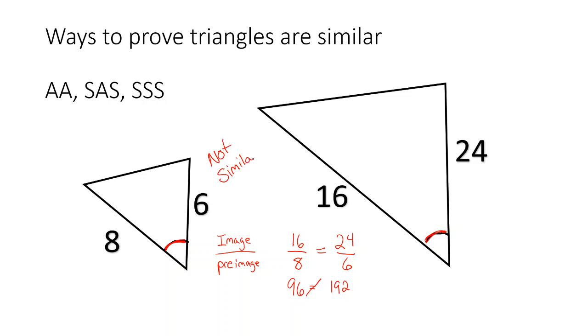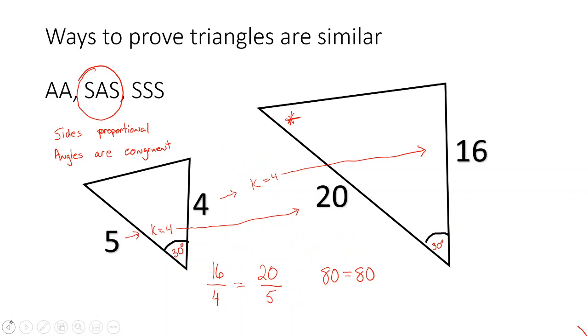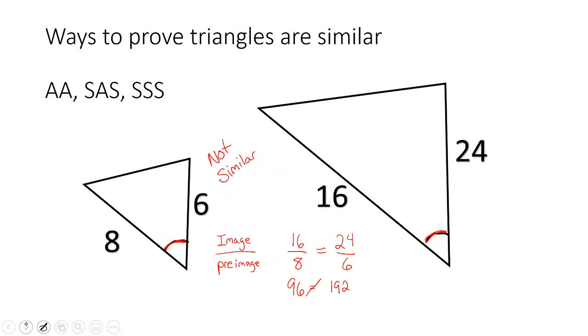So on your homework tonight, you're going to say, are these two shapes, the image and the pre-image, similar? And if they are similar, tell us why. So on the last slide, yes, these are similar because of side angle side. No, these are not similar because the sides are not proportional.